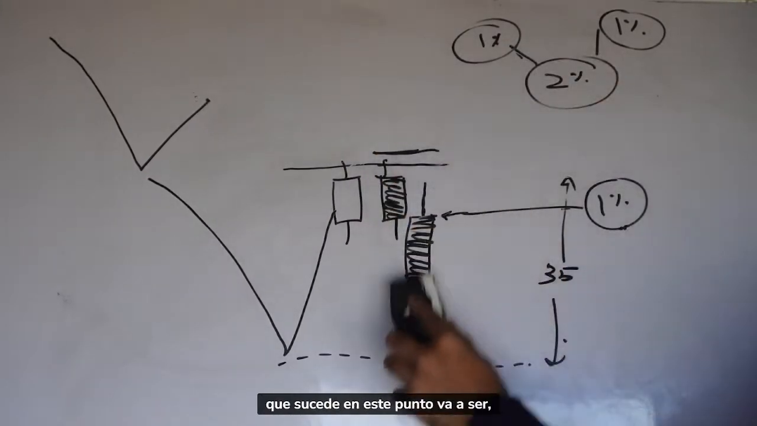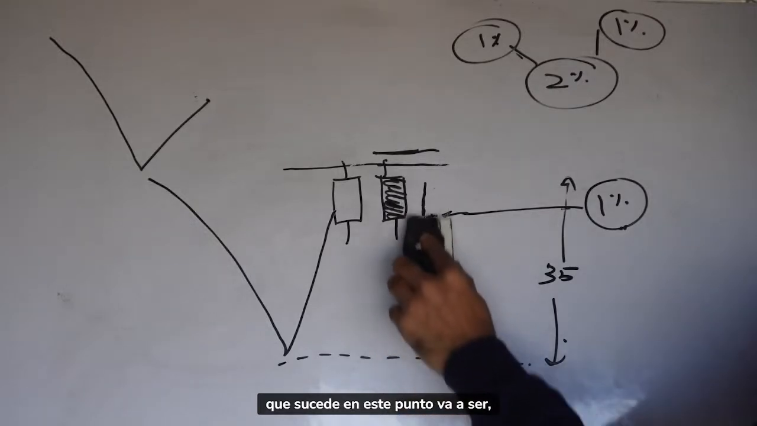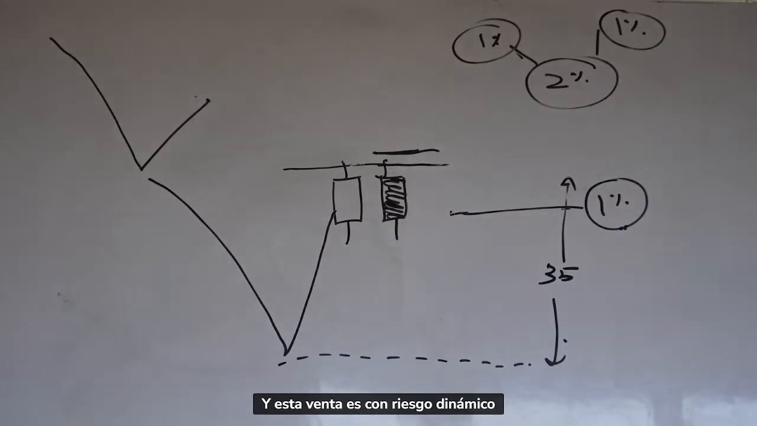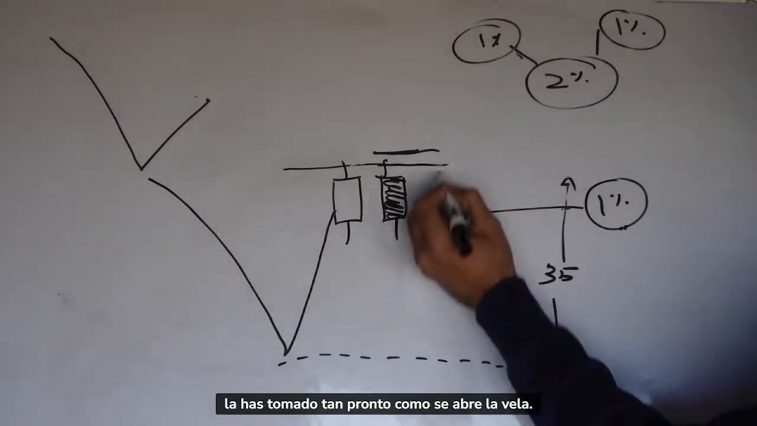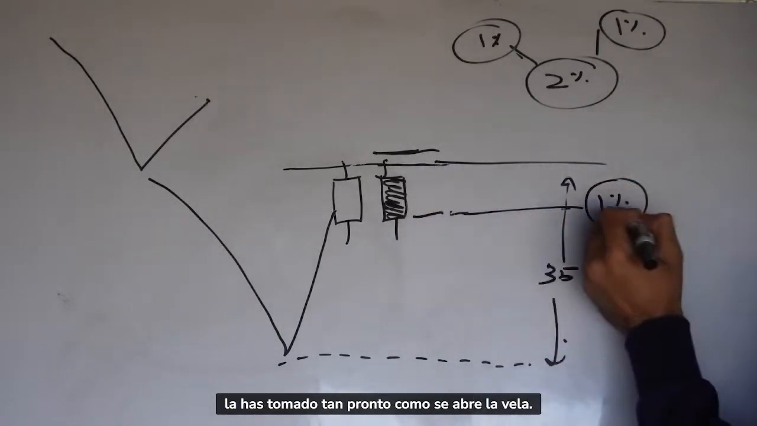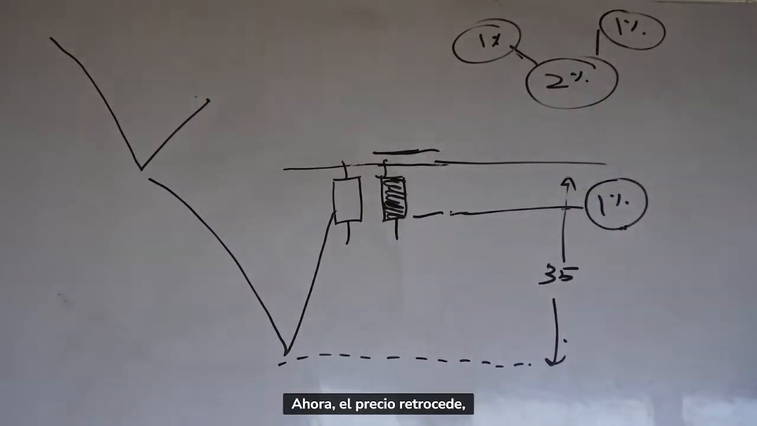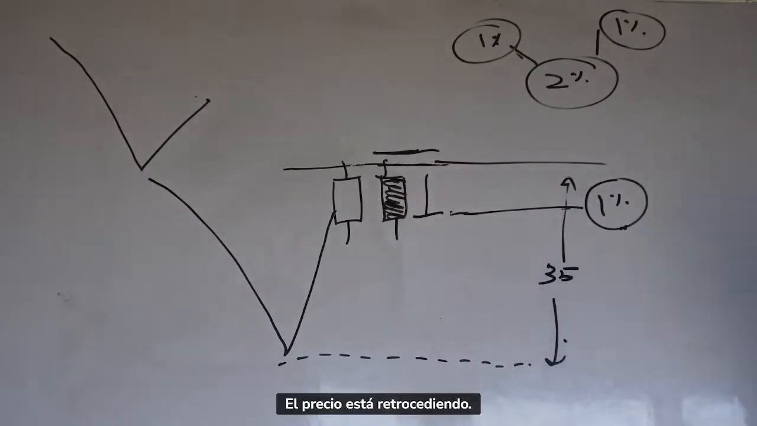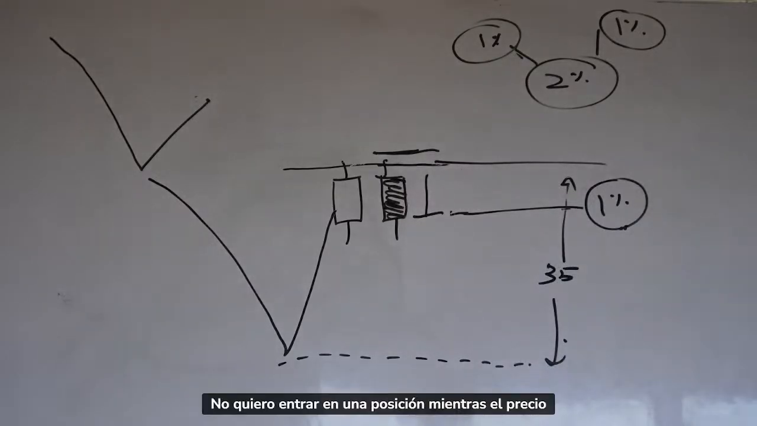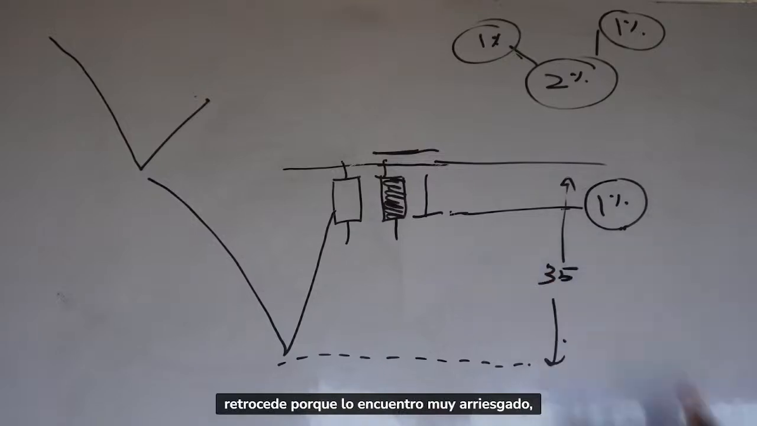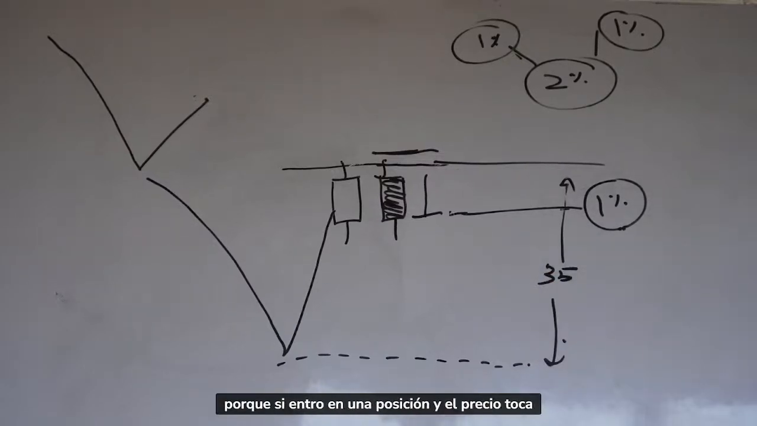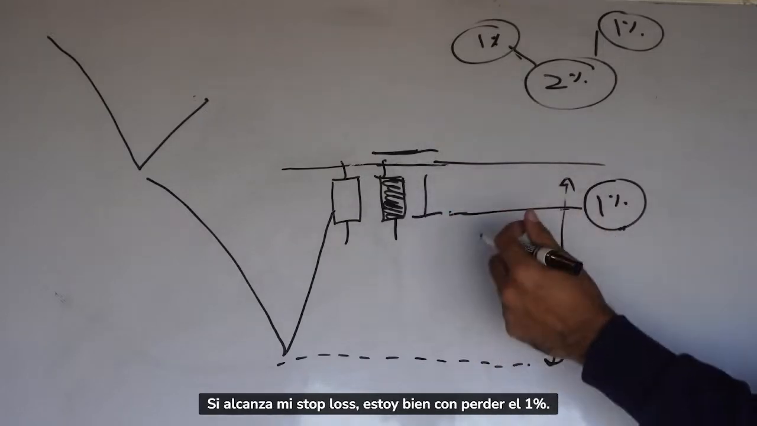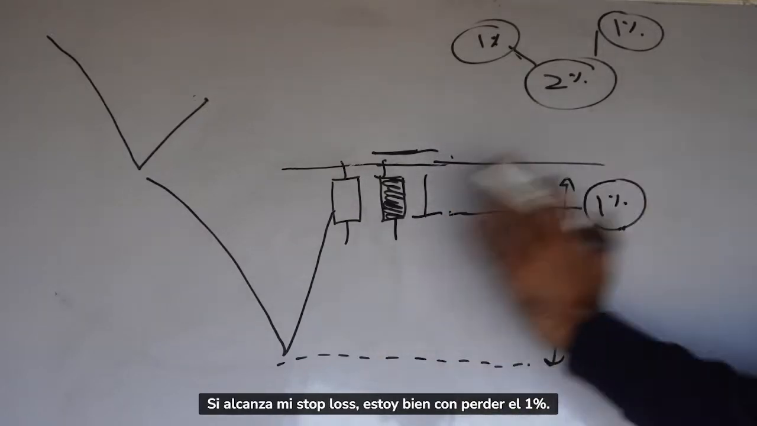Now, the second scenario that happens at this point is going to be, let's say you have taken a sell, right? And this sell is the dynamic risk that you've taken just as soon as this candle opened, so you took 1%. Now, price retraced, and you're like, okay, price is retracing. I don't want to enter a position as price is retracing because I find it very, very risky, because if I enter a position and price hits my stop loss, I'm going to lose 2%. So if it hits my stop loss, I'm okay with losing 1%.